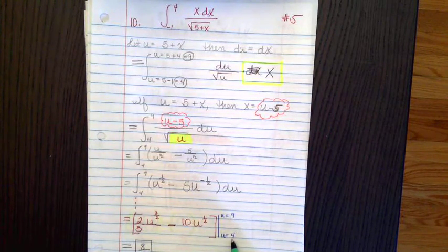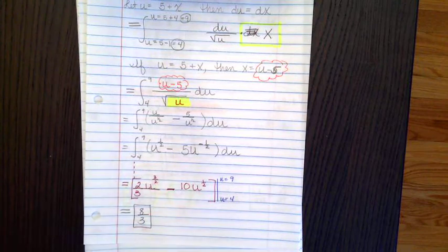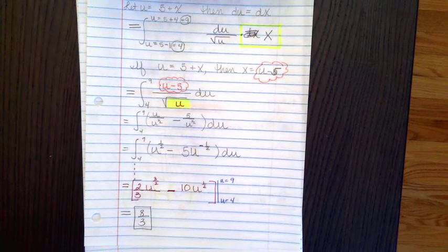And when you substitute in a 4, substitute in a 9, and subtract, you should end up with an 8 over 3. But I don't have time in the video because the video won't load if it's too long. So I won't have time to work out this arithmetic here. But you can use a calculator to do that arithmetic.